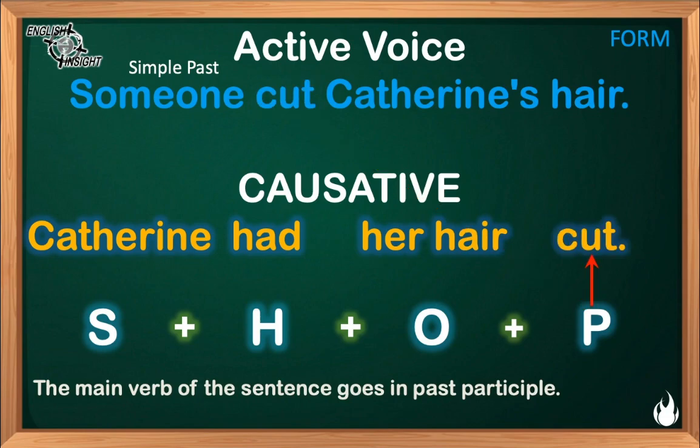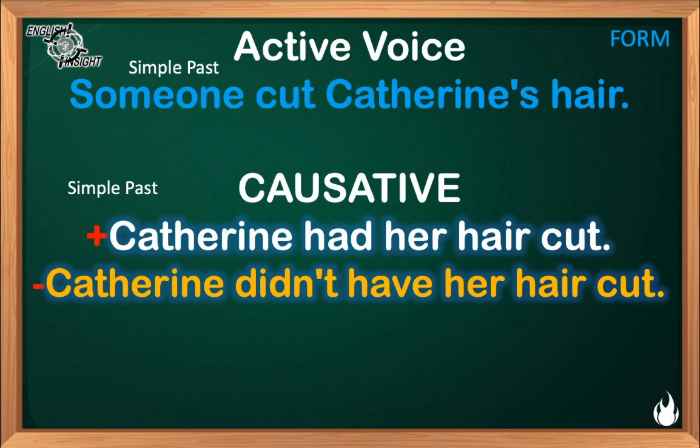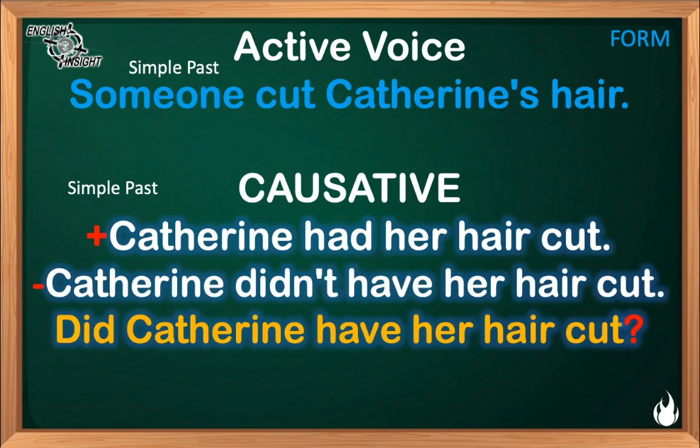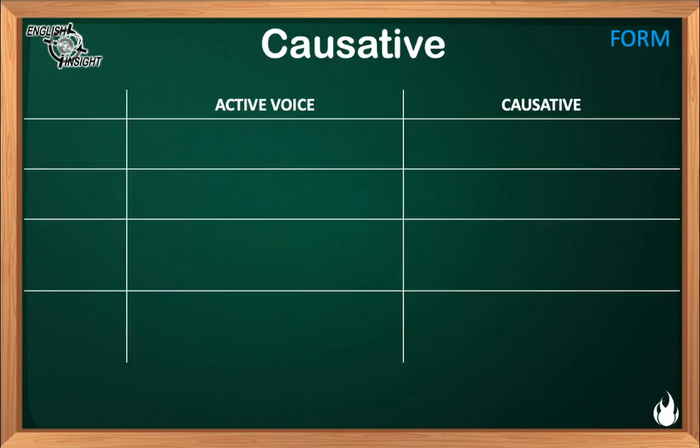In affirmative, we say, Catherine had her haircut. In negative, Catherine did not have her haircut. And in interrogative, we say, did Catherine have her haircut? The answers, of course, are yes, she did, and no, she didn't. Notice that in order to change the mood of the sentence, affirmative, negative, and interrogative, we merely have to change the auxiliary.